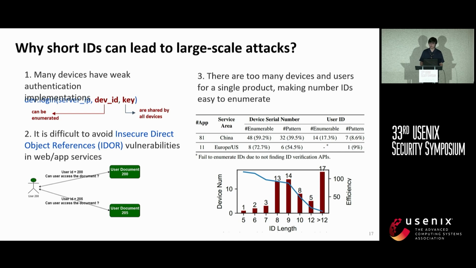Short IDs lead to several large-scale exploitations for rentable IoT products. The reasons are threefold. First, many IoT vendors use the same settings and common keys for their devices, which can be stolen from a public device. Second, insecure direct object reference vulnerabilities are very common and difficult for IoT vendors to eliminate. Finally, IoT rental services have too many devices and users for a single product. If they use short device IDs, attackers can easily enumerate these IDs, finding victim device or user IDs and launch large-scale attacks by compromising these devices' authentication.